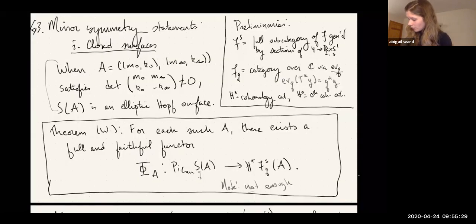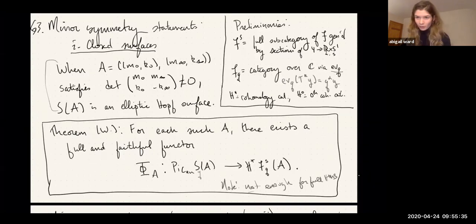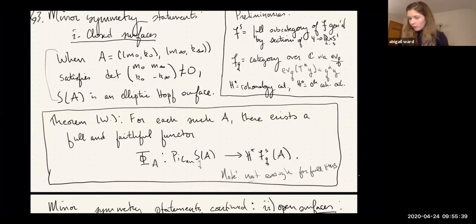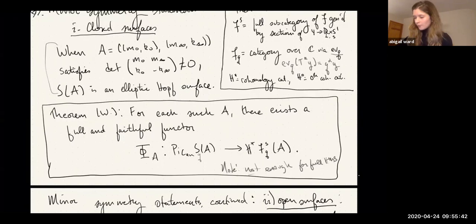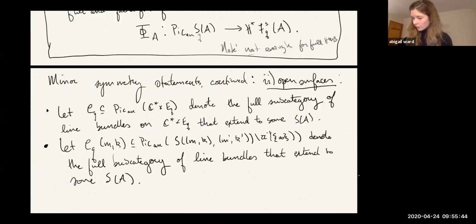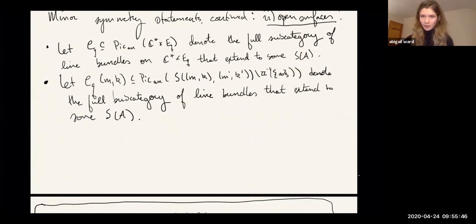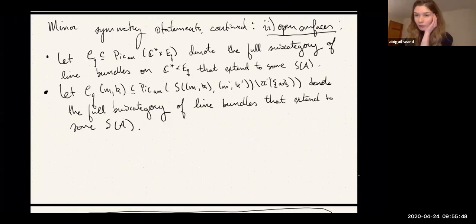Okay. So this is not enough for a full HMS. Instead, you might want to hope to use the following theorem, which says that all these partially wrapped categories and so on play well with each other. This is just some sort of technical thing where I'm defining some subcategories of categories of line bundles on your open surfaces.